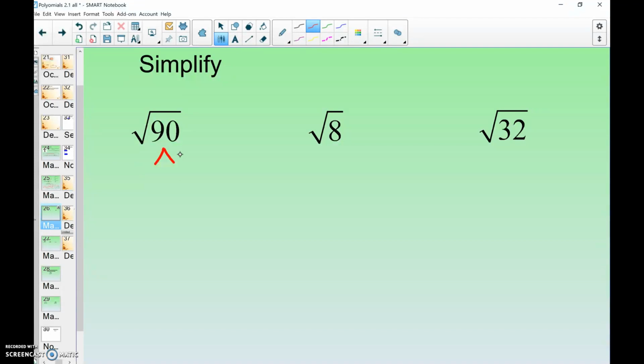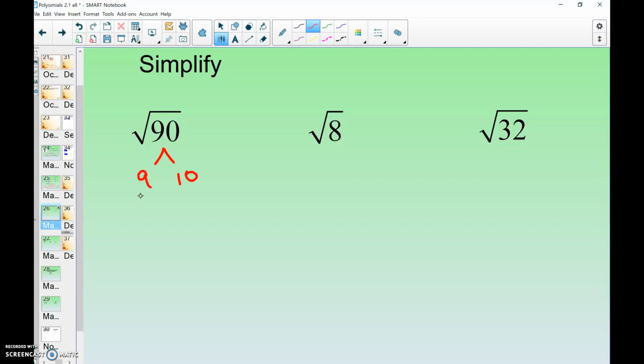All right, so I can split up 90 into a couple things, but I need to make sure they multiply to get 90. Well, the first thing that comes to my head is 9 times 10. Now, you could do 2 times 45. You could do 30 times 3, and it doesn't matter. You're going to get the same exact circled answers that I do, so don't worry about picking different factors.